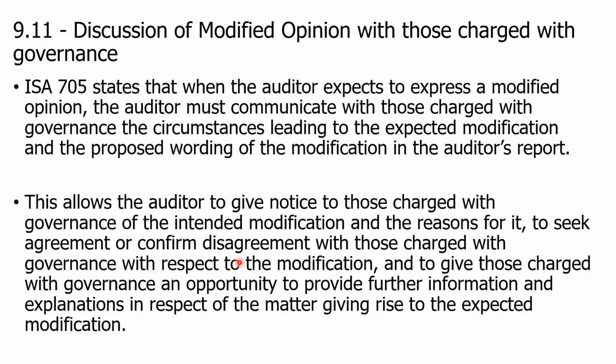So ISA 705 states that when the auditor expects to express a modified opinion, the auditor must communicate with those charged with governance the circumstances leading to the expected modification and the proposed wording for the modification in the auditor's report. It will allow the auditor to give notice to those charged with governance of the intended modification and the reason for it, to seek agreement or confirm disagreement with those charged with governance. And no board of directors will be willing to allow you to modify your audit opinion. So they will try and resolve the issue.